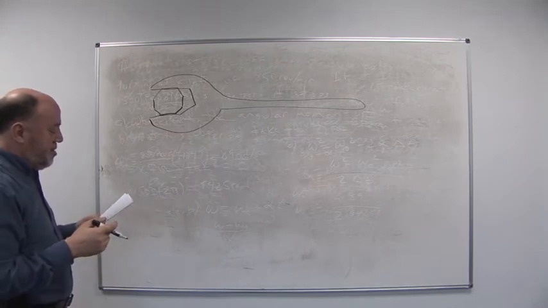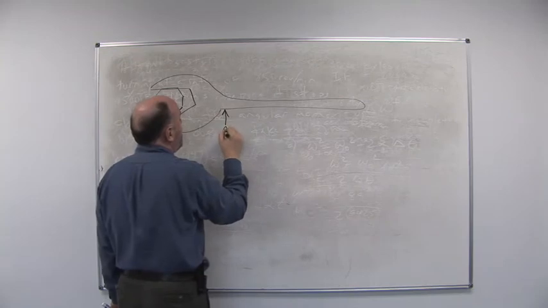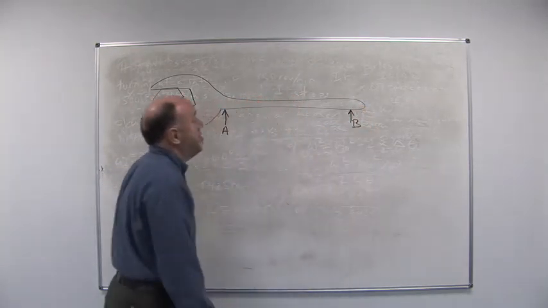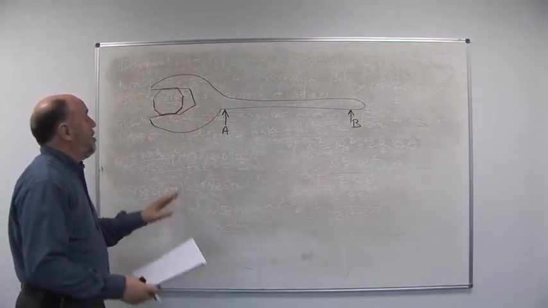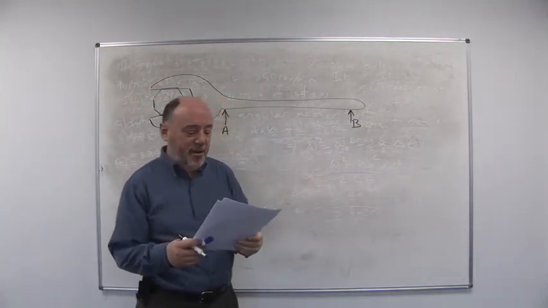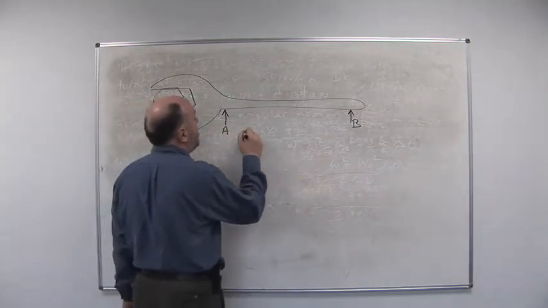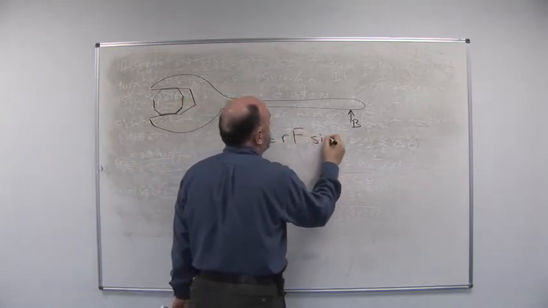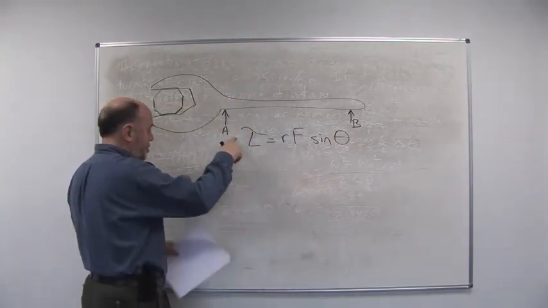And we want to apply some torque. So we've got a choice. Do we want to push here at A, or do we want to push here at B? If you think about it, you want to get the most out of what you're doing, so you really want to be as far out on the wrench as you can when you push, if you want to do anything with this bolt. And so we get that torque is given by r F sine theta. So this is our symbol for torque.